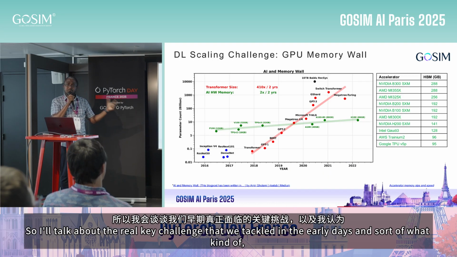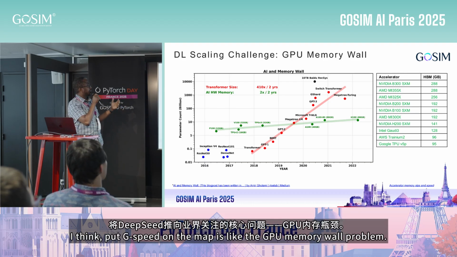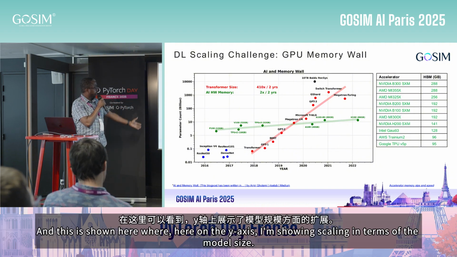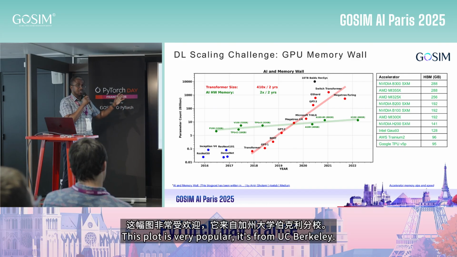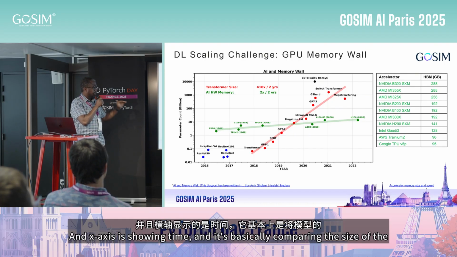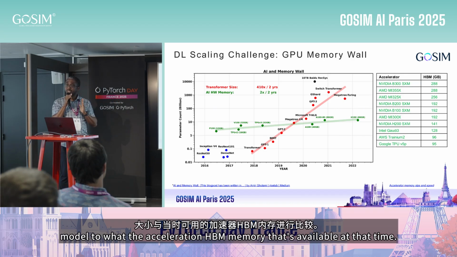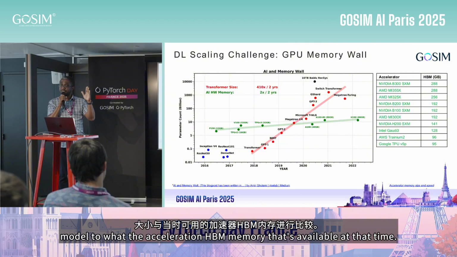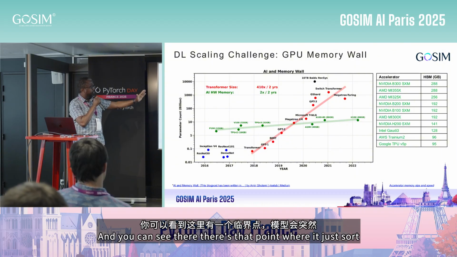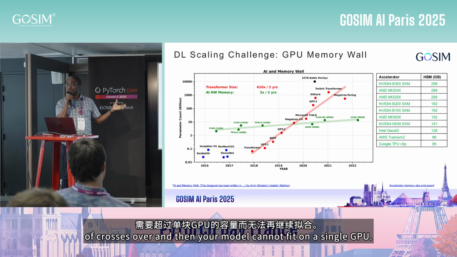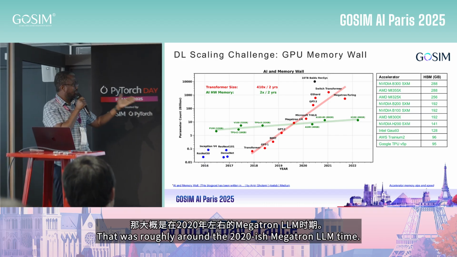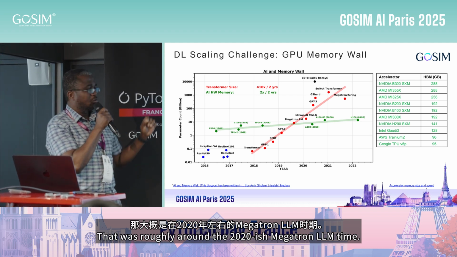I'll talk about the real key challenge that we tackled in the early days, and what I think put DeepSpeed on the map: the GPU memory wall problem. This is shown here, where on the y-axis I'm showing scaling in terms of the model size. This plot is very popular, it's from UC Berkeley, and the x-axis is showing time. It's comparing the size of the model to the accelerator HBM memory that's available at that time. You can see there's a point where it crosses over, and then your model cannot fit on a single GPU. That was roughly around the 2020-ish Megatron-LM time.